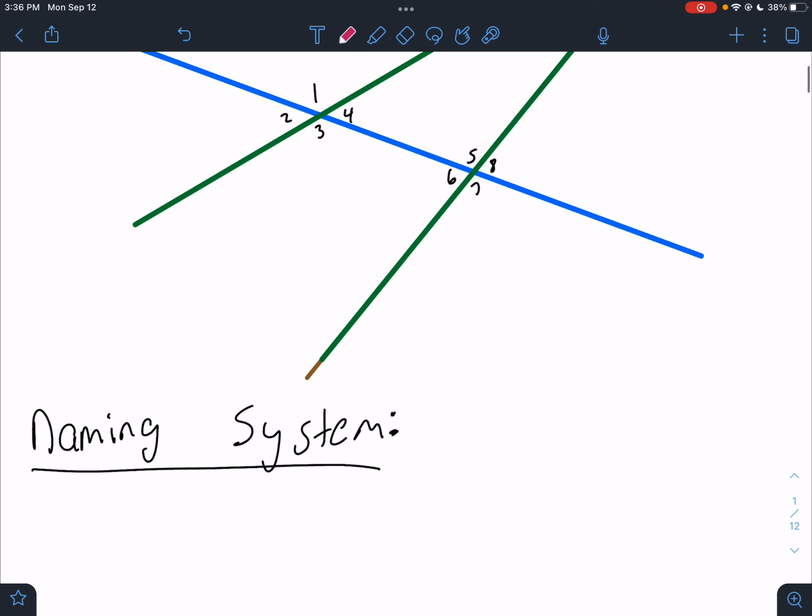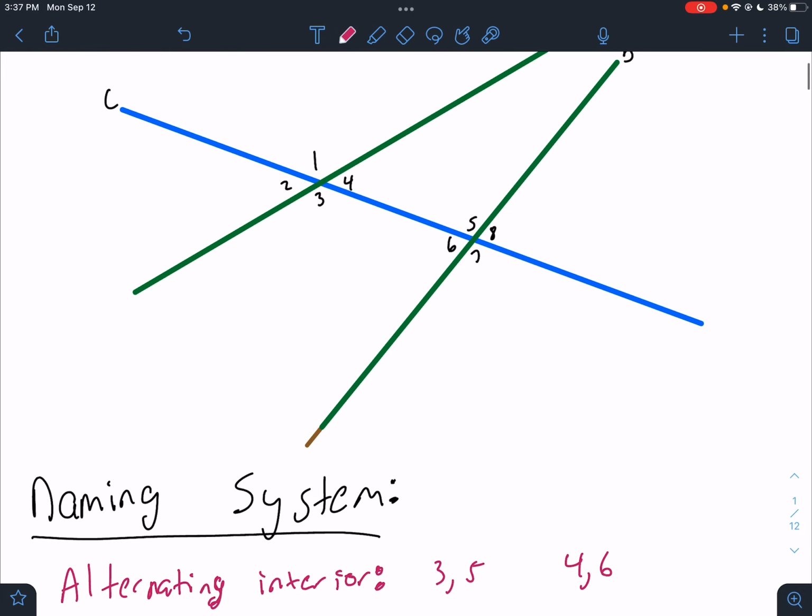So for instance, if I picked angles 3 and 5, we would ask ourselves 2 questions. Are they on the same side or are they alternating? Well, 3 and 5 are alternating. So that's the first part, alternating. Are they on the inside or outside? They're on the inside. We would call those alternating interior angles. So examples of alternating interior angles would be 3 and 5 and 4 and 6. They're on the inside and they alternate.